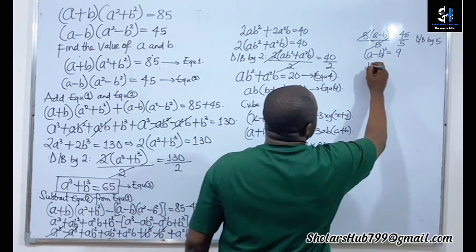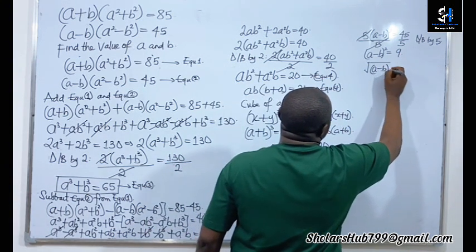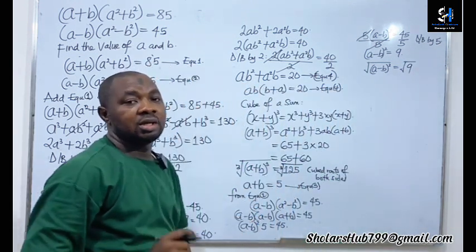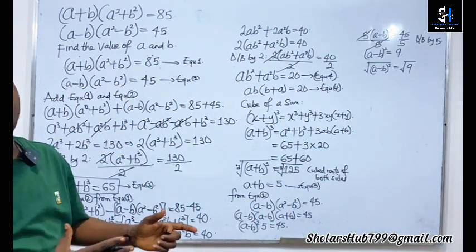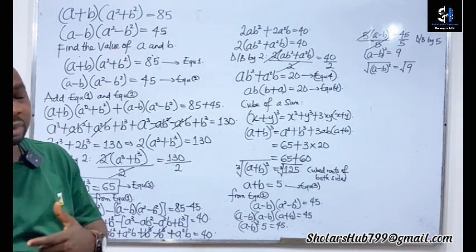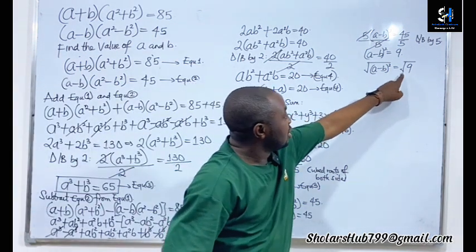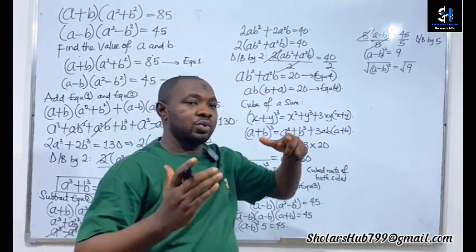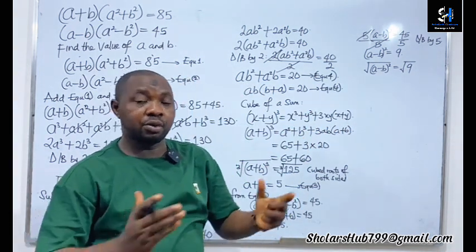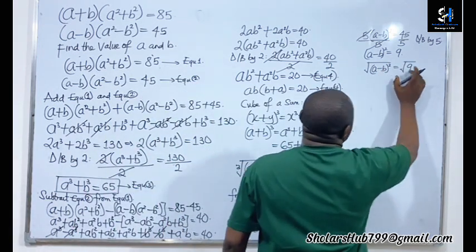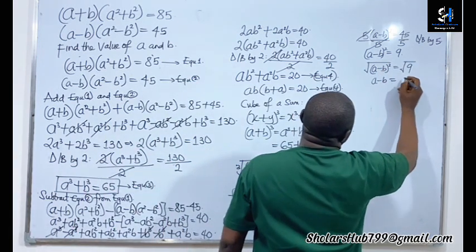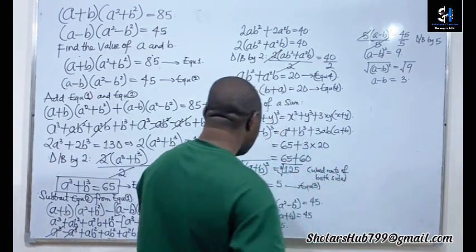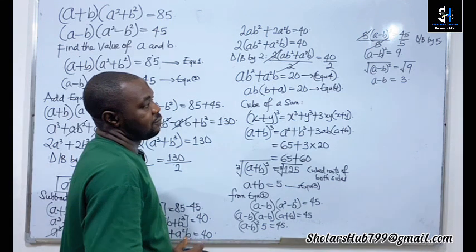If we take the square root of both sides, only the positive solution works in this case. Of course, the square root of 9 gives plus or minus 3, but here it has to be plus 3. So a minus b equals 3, and we also have a plus b equals 5.